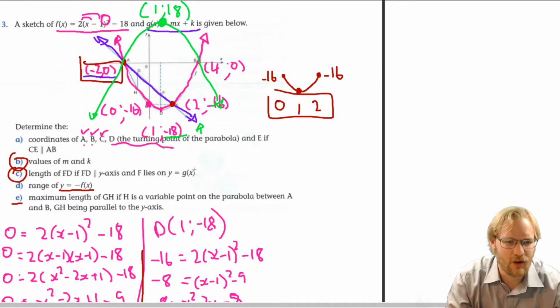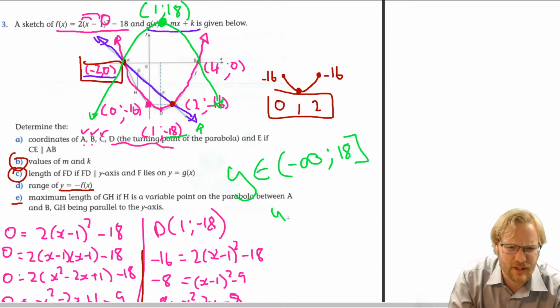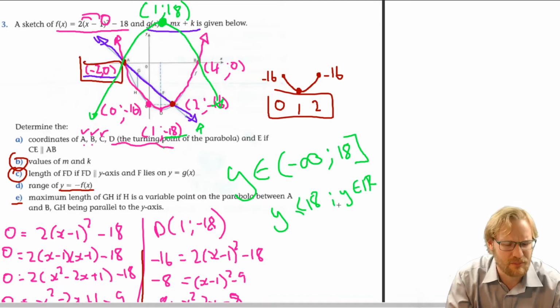So therefore our range, y is an element of smallest value, negative infinity. Biggest value we get up to is 18, and we're including it. If you do it in the other form and you say y is less than or equal to 18, just remember to say that y is a real number as well.